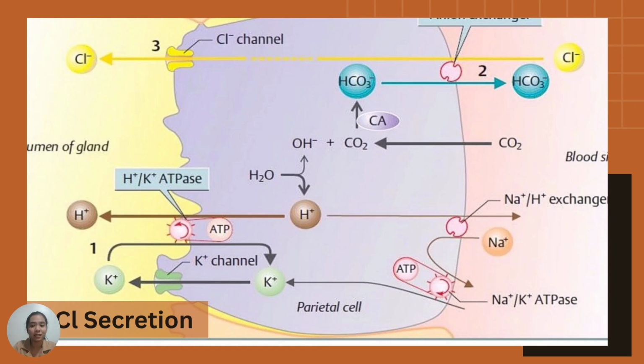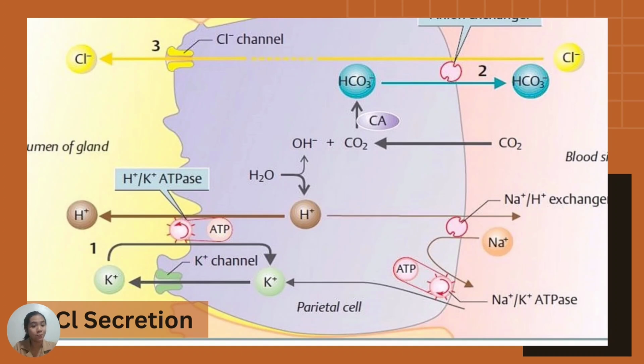While the parietal cells simultaneously secrete H positive into the stomach lumen, potassium ion diffuses passively through the ion channel from the lumen into the parietal cells. As you can see here, there is a cycle of potassium ions: the potassium ion from the parietal cells moves through the potassium ion channel to the lumen, and then it is pumped back again into the parietal cell as it passes through the proton pump.